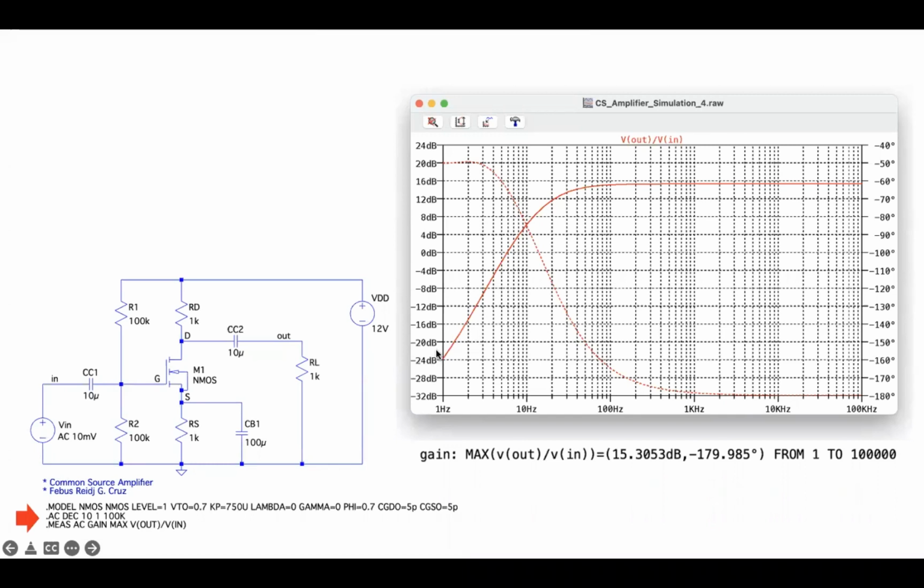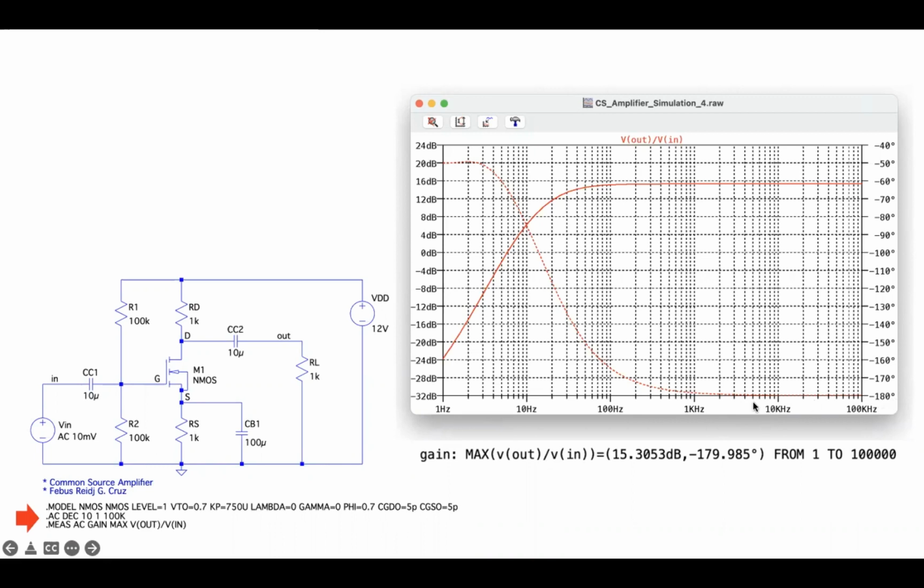Yun yung pinapakita dito sa frequency response natin, no? For a given input frequency, we are showing the voltage gain of the amplifier expressed in decibels. Then the other graph, kung titignan mo, may dash line dito, no? And it is in degrees. This is actually the phase angle of the input and the output. All right, so starting from around 10 kilohertz to 100 kilohertz, the phase margin is already 180 degrees.